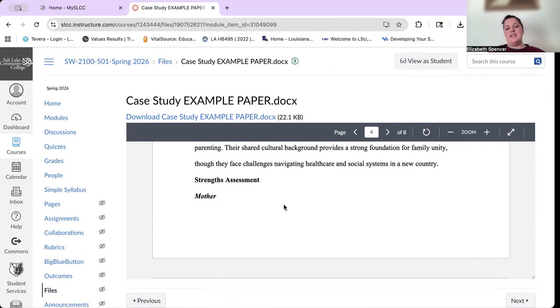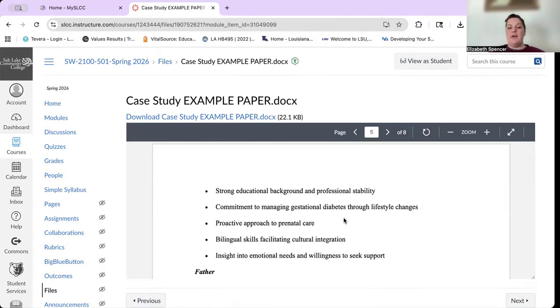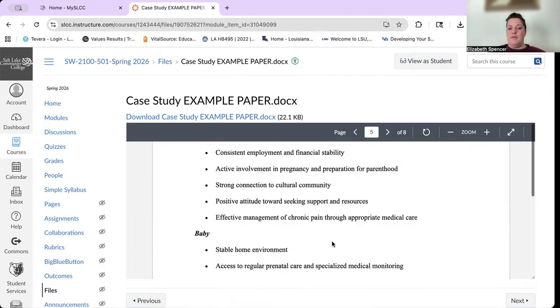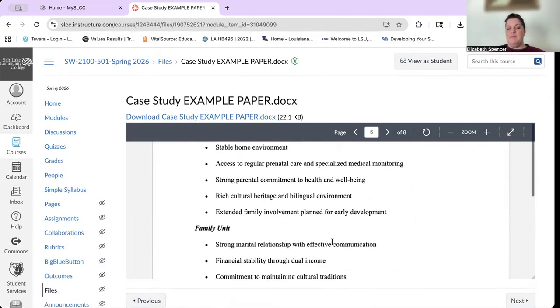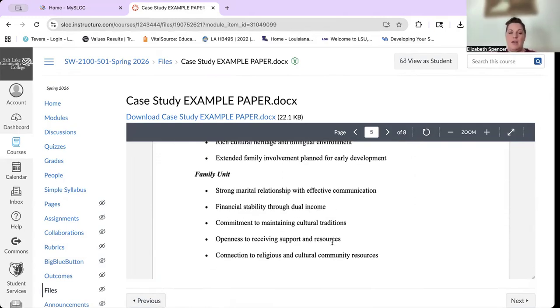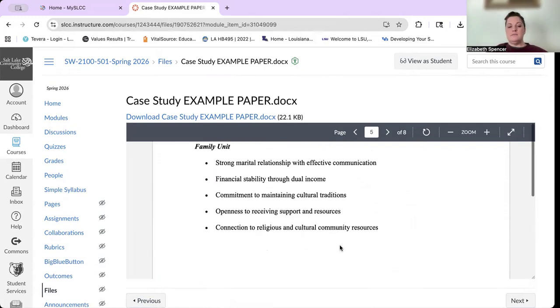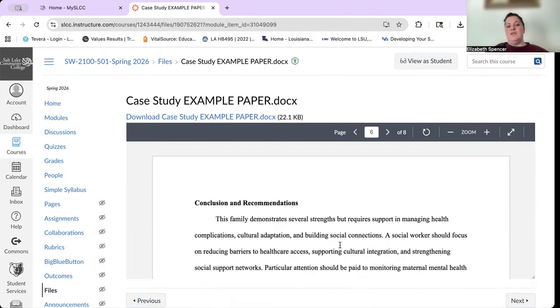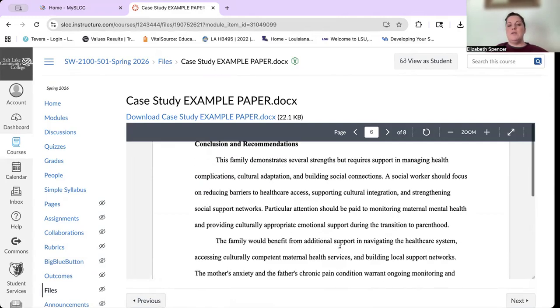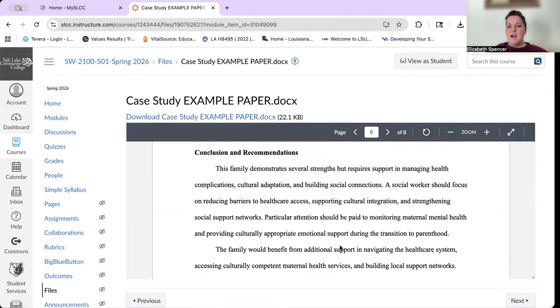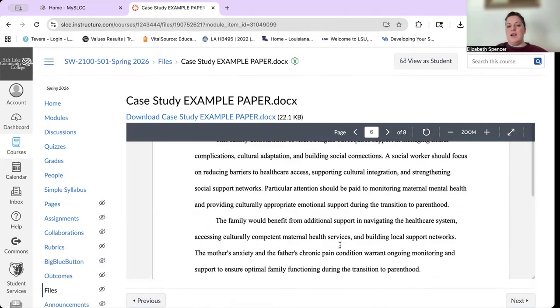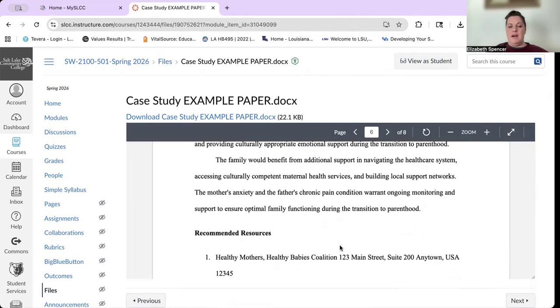And then you're going to do a strengths assessment. I want this section to be just bullet pointed, just looking at what are the resources, strengths, and protective factors for the mother, for the father, and then also for the baby. And then we're going to look at the family unit as a whole. And then you'll do your conclusion. This is about 2 paragraphs of your overall thoughts and recommendations for the parents.